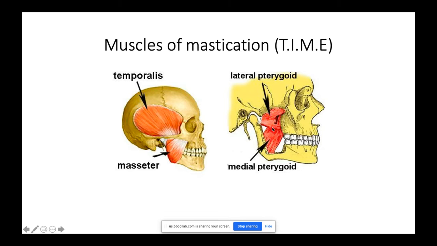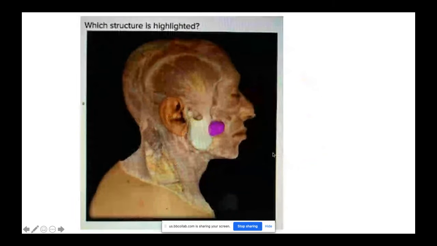I get so many referrals from orthodontists and from local dentists because there's very few doctors that know how to treat this. Okay, and it works very, very effectively. All right, so these are the 4 muscles of mastication.